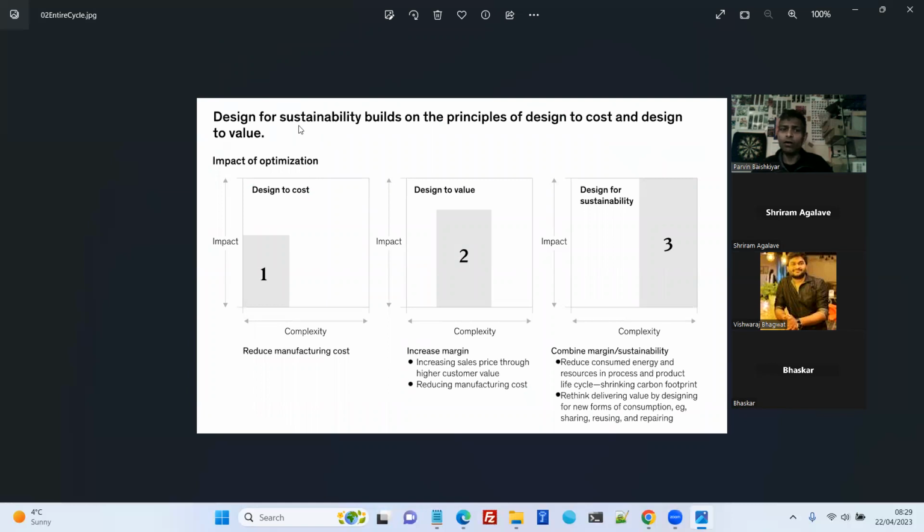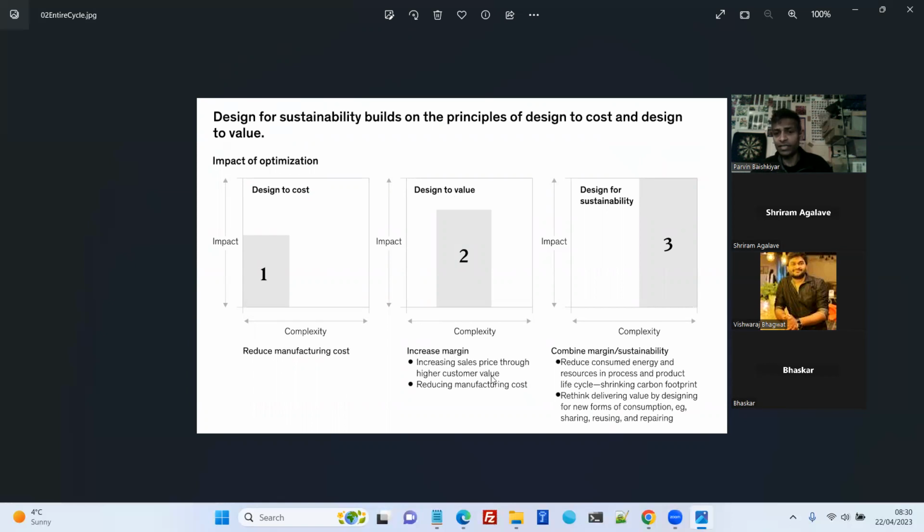Design for sustainability is built on the principle of design to cost and design to value. We already learned about design to cost and design to value, maybe in other courses. Design to cost is about impact; design to value is why people will buy. And then you do the design for sustainability. Reducing manufacturing cost is one of the goals. That's why people will buy it.